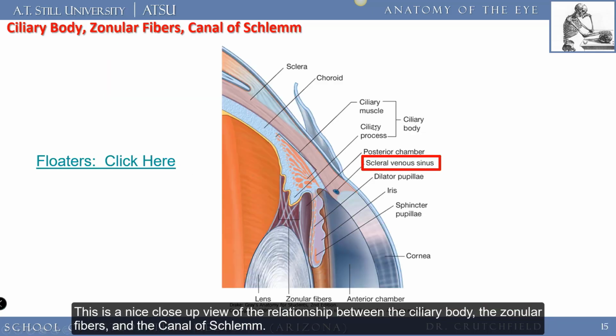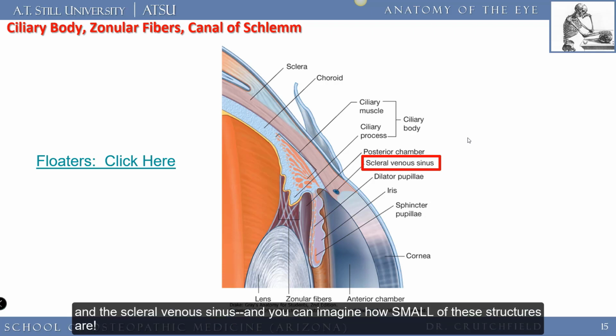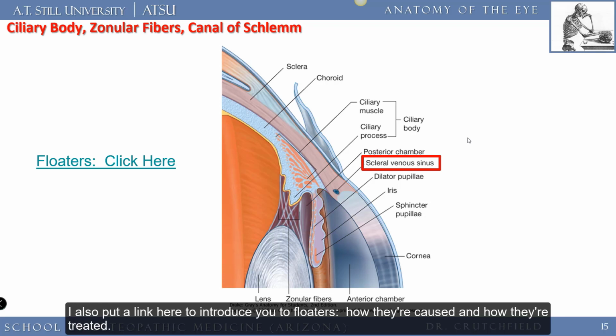This is a nice close-up view of the relationship between the ciliary body, the zonular fibers, and the canal of Schlemm. Moving from right to left, we see the cornea, the anterior chamber, the iris, of course, and the scleral venous sinus, and you can see how small this is. Remember, the canal of Schlemm goes by the name of the scleral venous sinus. The ciliary body is made up of the ciliary muscle and the ciliary processes, which connect to the lens by the zonular fibers. I've also put a link here to talk about floaters, how they're caused, and how they're treated.